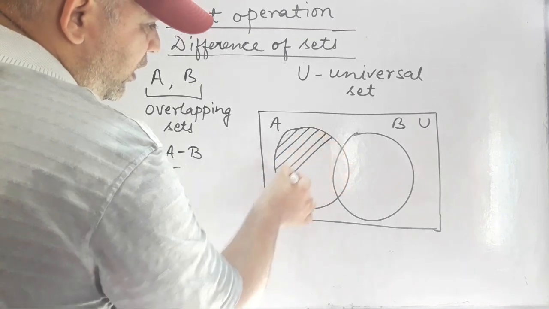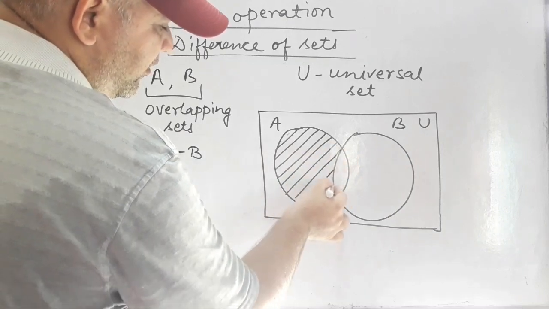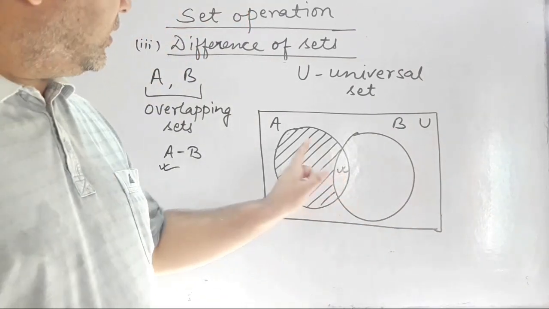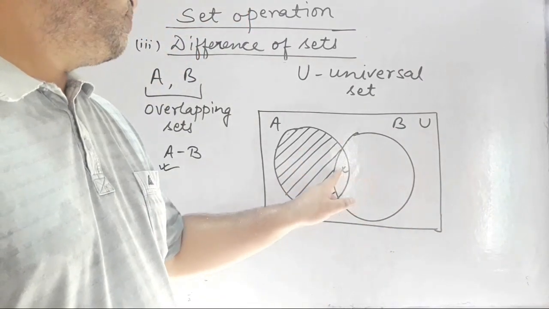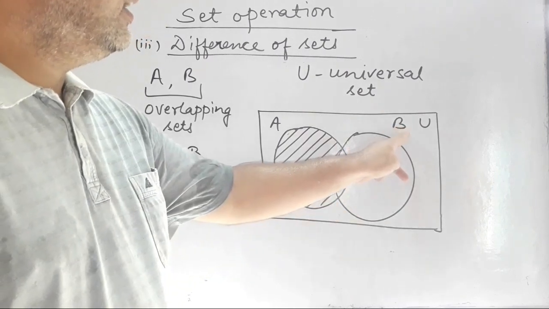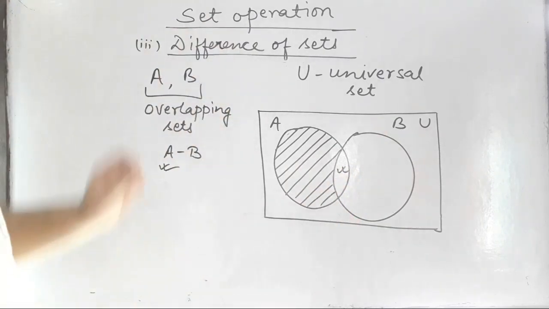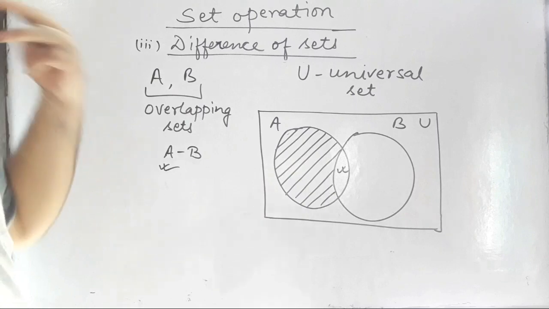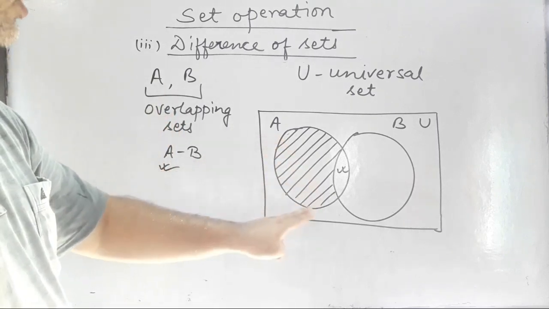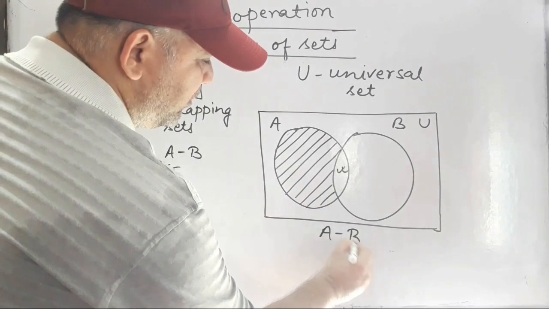The shading should not touch the B part. Since this part is contained in both A and B, it should not be shaded. If I shade this part, then I would be shading a little part of B. And since we know that the difference of two sets is the elements contained only in one set, that means only in set A. Here, only in set A. So this is the part A minus B.